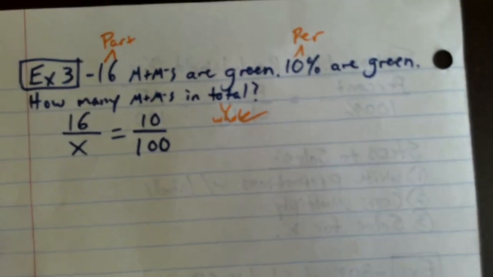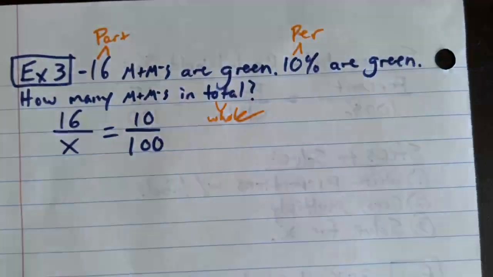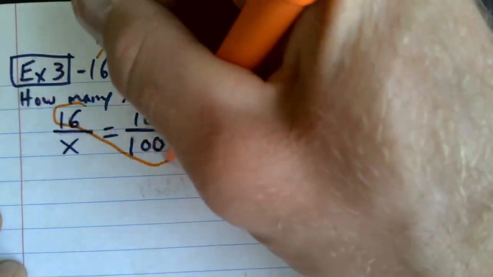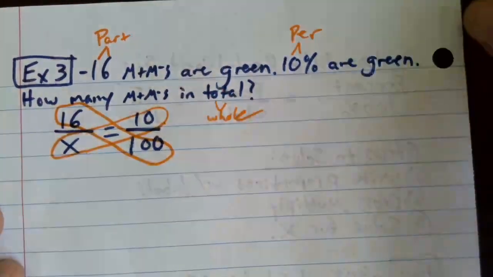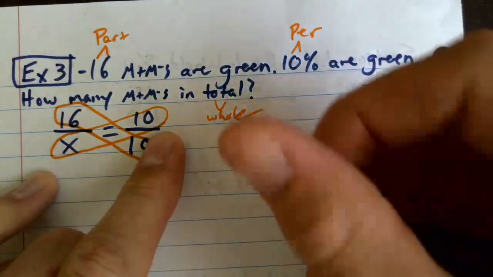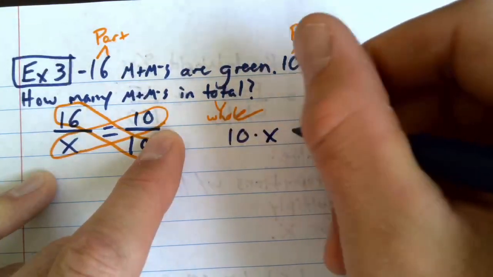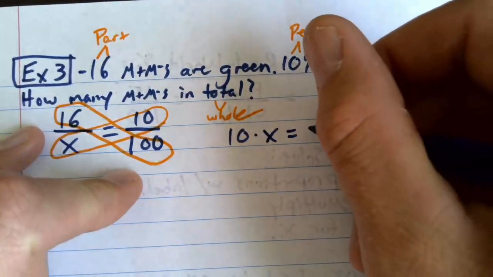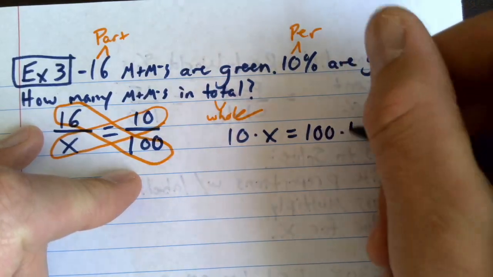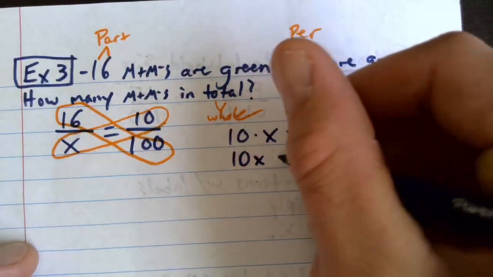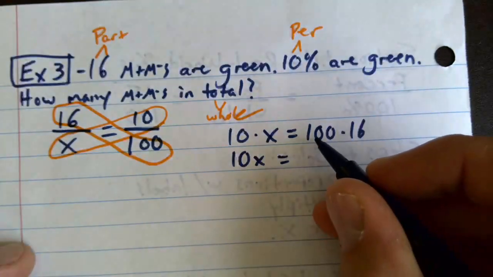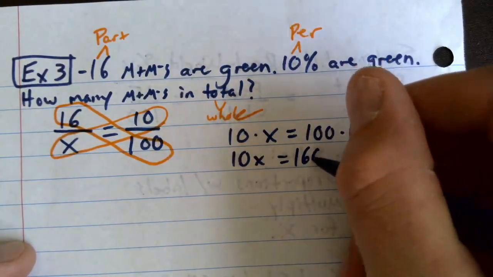Okay, now it just says cross multiply. So draw your x and draw your x right there. And now we have 10 times x equals 100 times 16. So let's simplify that a little bit. We have 10x equals 16 times 100, which is 1600.